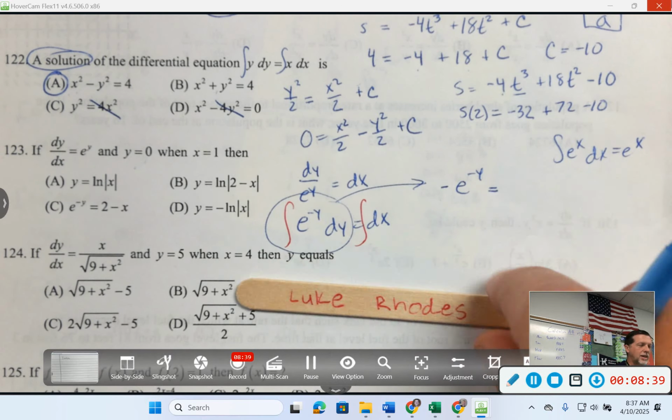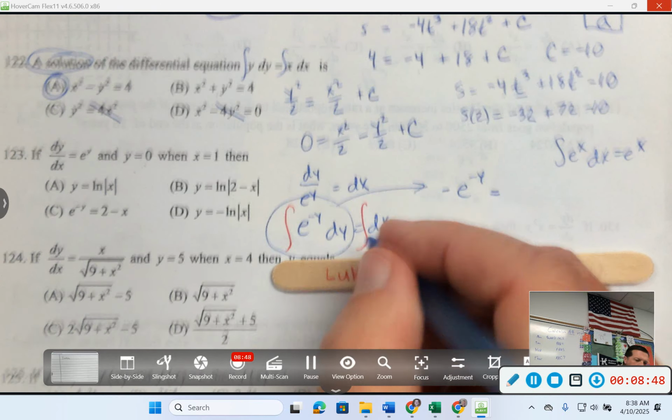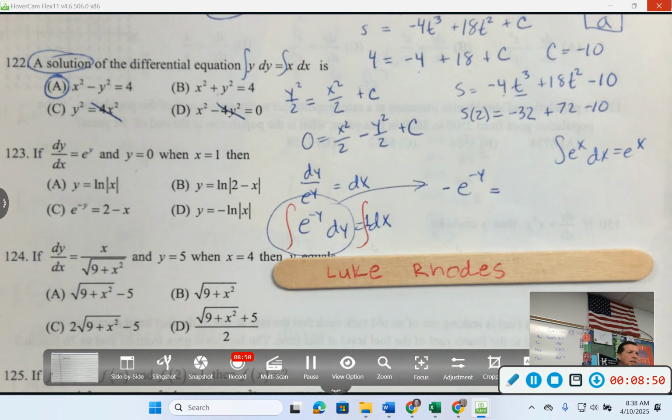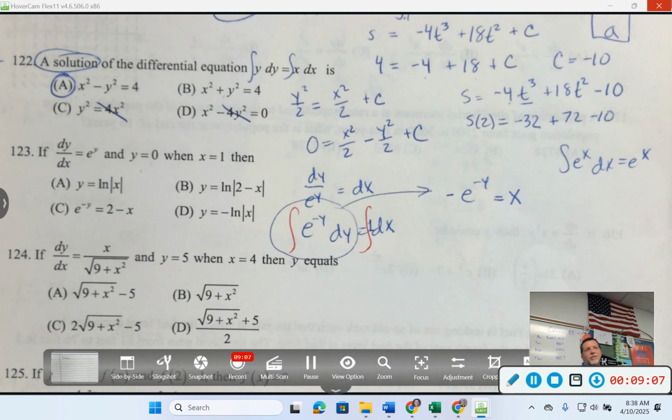Luke, how about the antiderivative of dx? Or maybe if you need a 1 in there, maybe that helps. What has a derivative of 1? Just think backwards. X. So just be x. Well, sort of, it would just be x plus c.